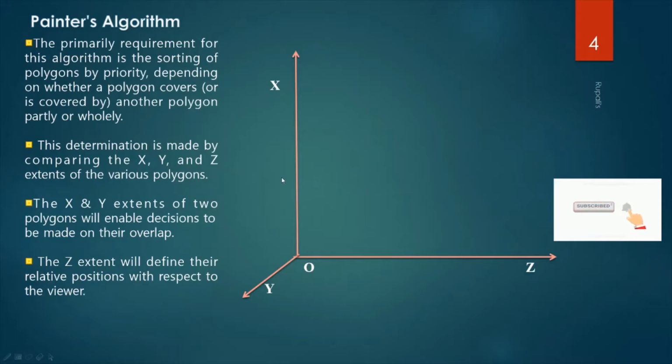So the primary requirement for this algorithm is sorting the polygons by priority, depending on whether a polygon is covered or is covered by another polygon partly or wholly. This determination is made by comparing the x, y and z extents of the various polygons. The x and y extents of the two polygons will enable decisions to be made on their overlap. Only the z extent will define their relative position with respect to the viewer. So, the z extent will define their relative position.